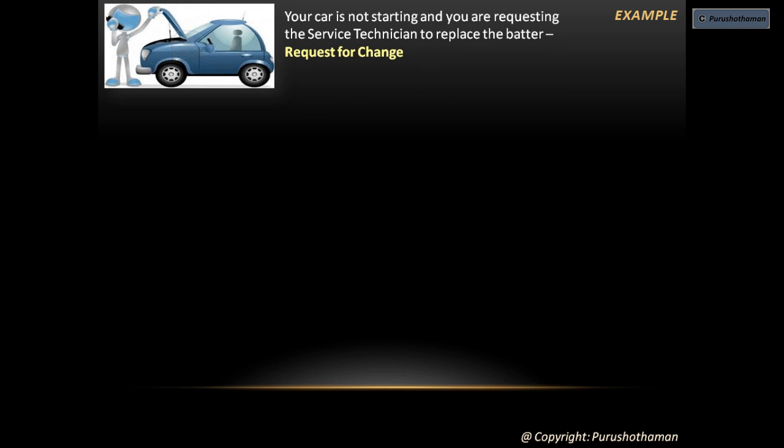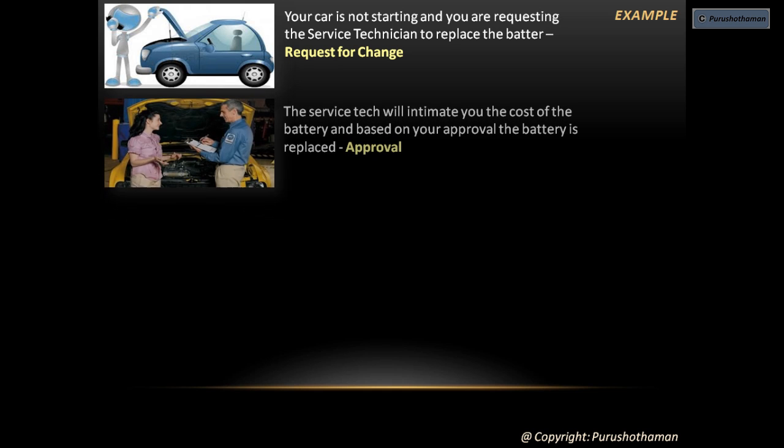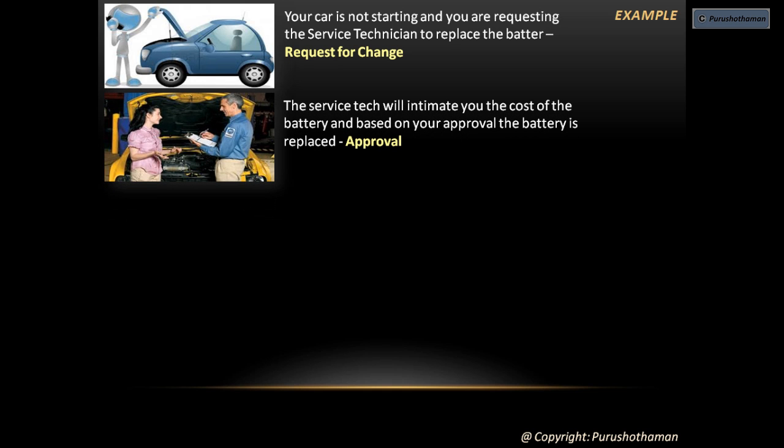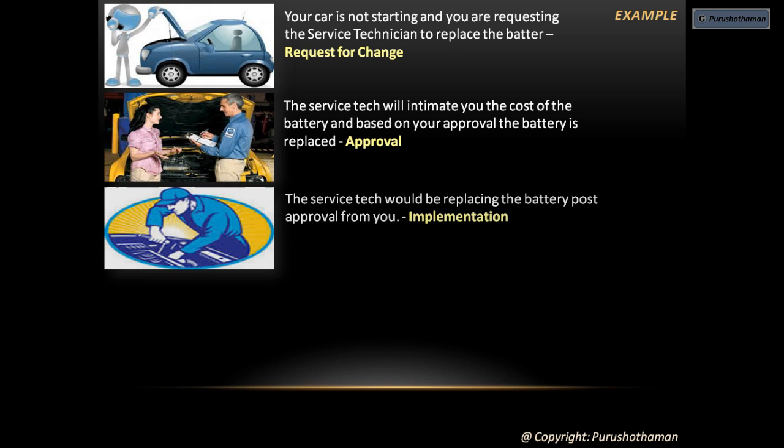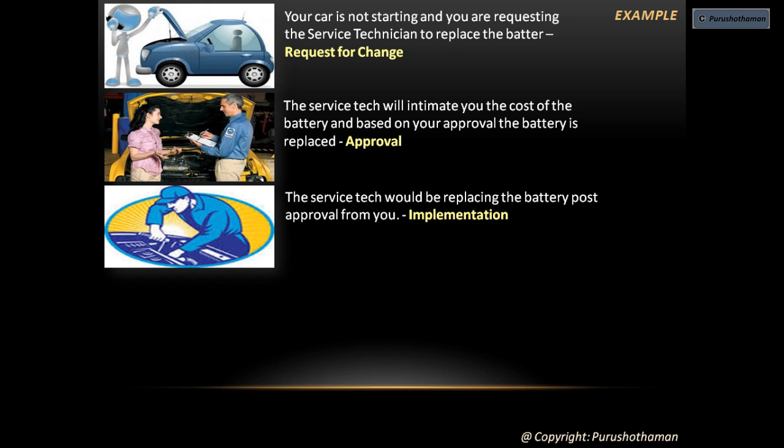Let's look into a simple example on the change management process. Your car is not starting and you are requesting the service technician to replace the battery. That is, request for change. The service technician will intimate you the cost of the battery, and based on your approval, the battery is replaced. This is approval. The service technician would be replacing the battery post-approval from you, which is implementation.